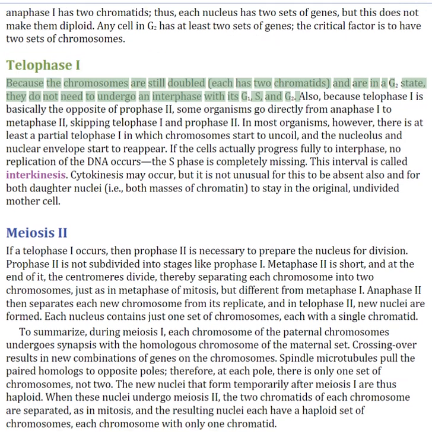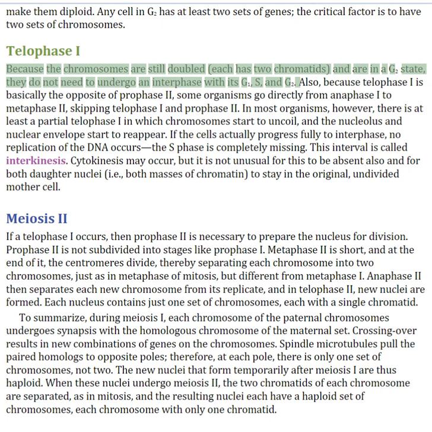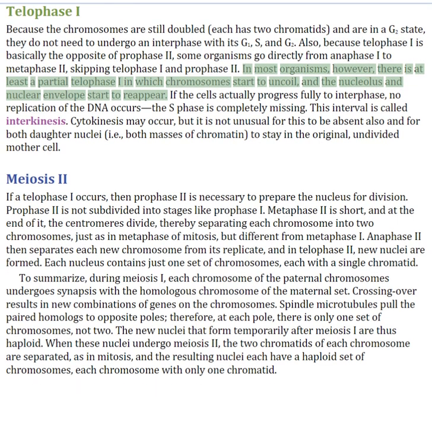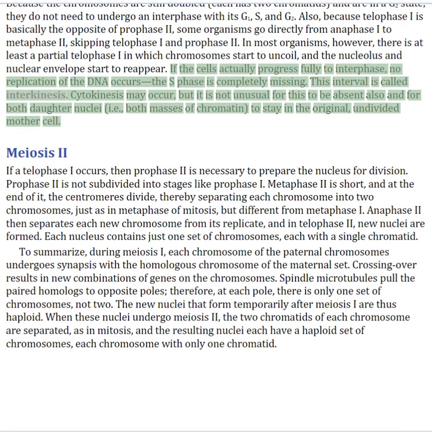Telophase I. Because the chromosomes are still doubled and are in a G2 state, they do not need to undergo an interphase with its G1, S, and G2. Also, because telophase I is basically the opposite of prophase II, some organisms go directly from anaphase I to metaphase II, skipping telophase I and prophase II. In most organisms, however, there is at least a partial telophase I in which chromosomes start to uncoil, and the nucleolus and nuclear envelope start to reappear. If the cells actually progress fully to interphase, no replication of the DNA occurs, the S phase is completely missing. This interval is called interkinesis.